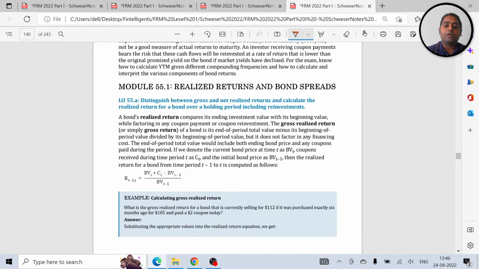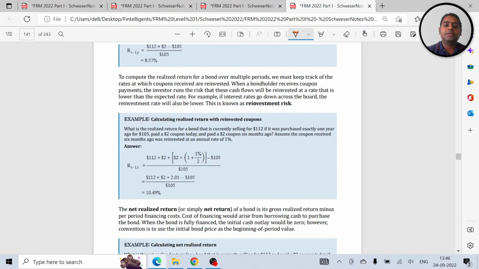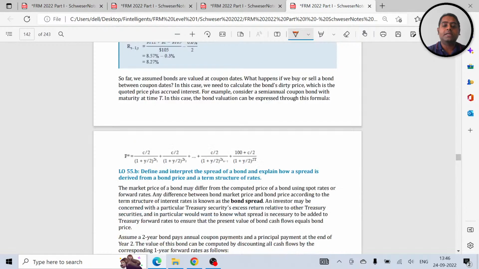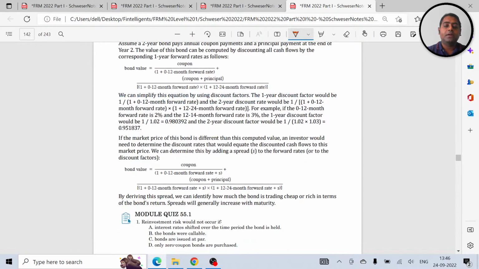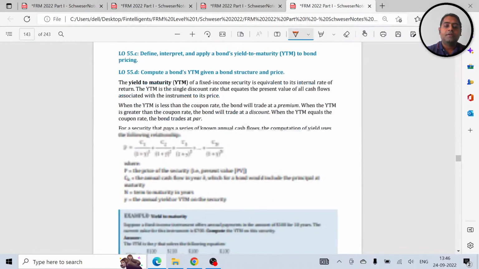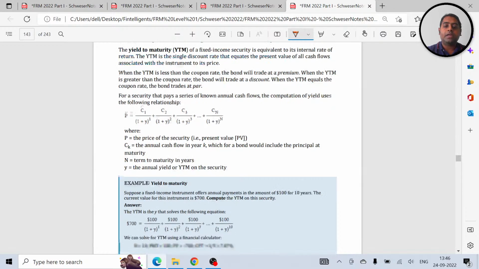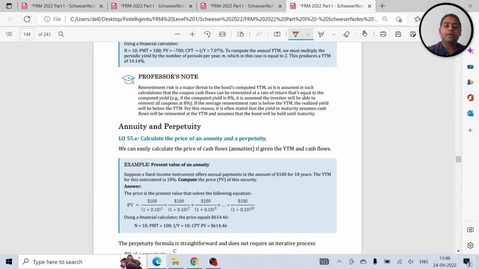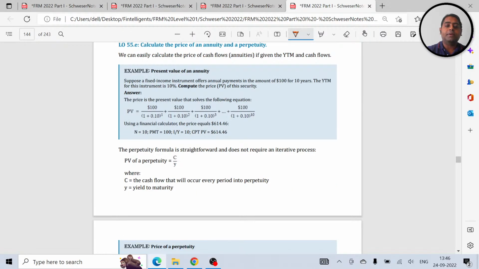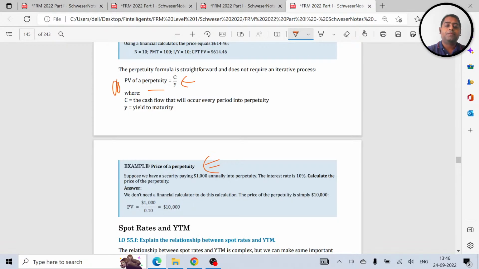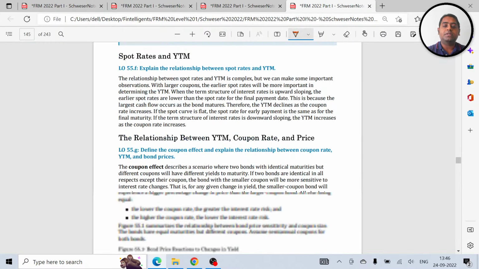From this chapter, the gross yield, this reinvestment risk you can read. The rest more or less is easy. I don't expect them to be tested. Bond spread as a logic, you should be clear. They don't ask any calculation as such. YTM calculation is okay. Periodic yield, perpetuity they might test. So I'm just highlighting this part. Spot rate and YTM is okay.